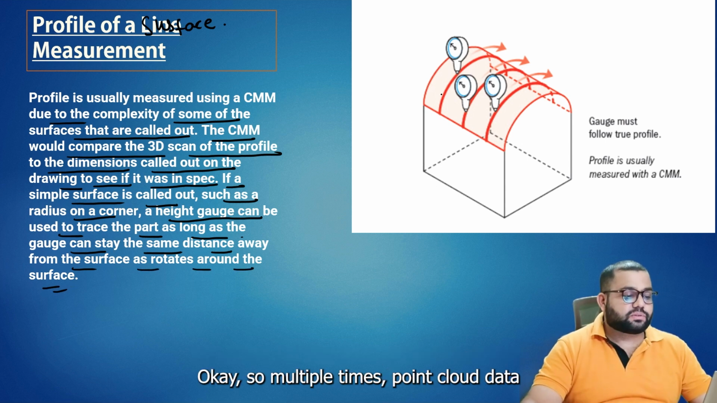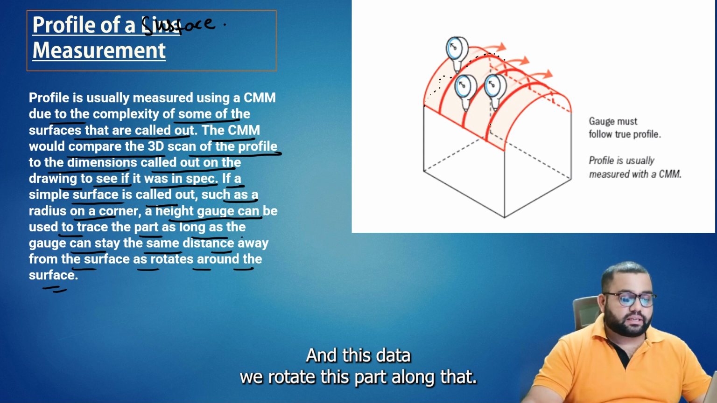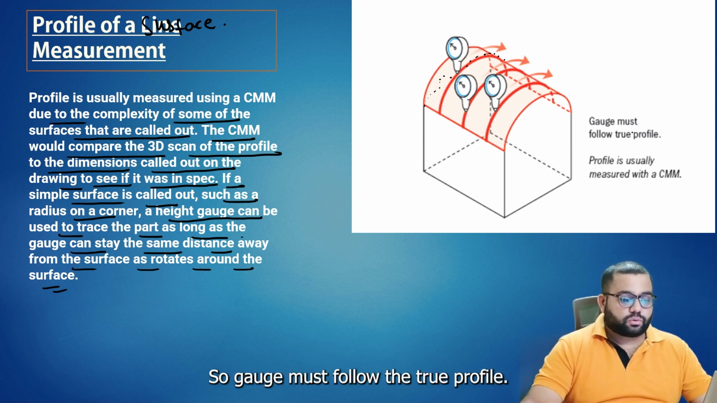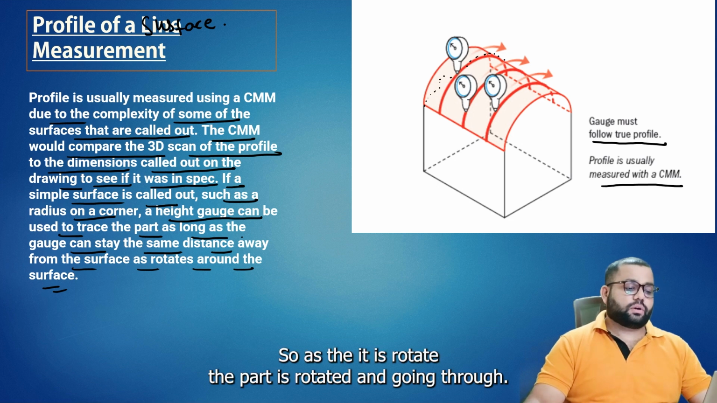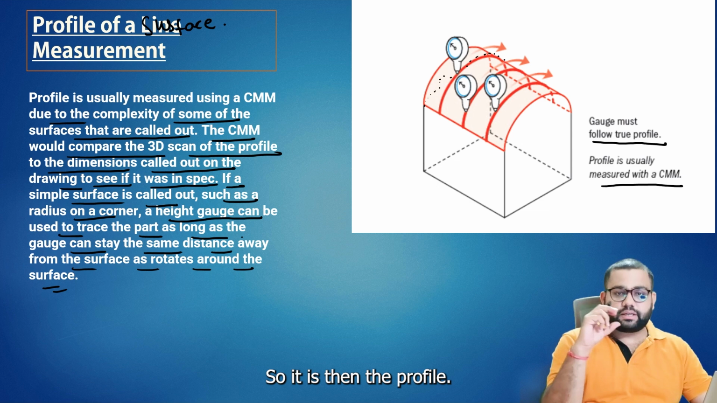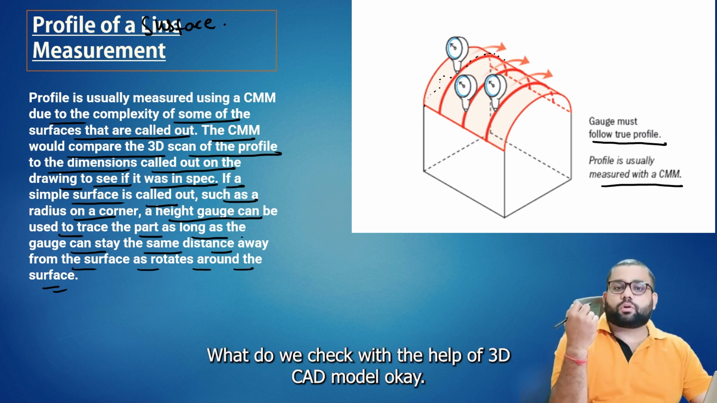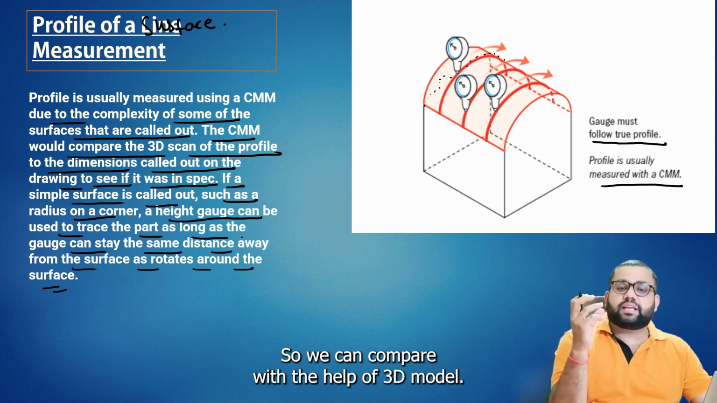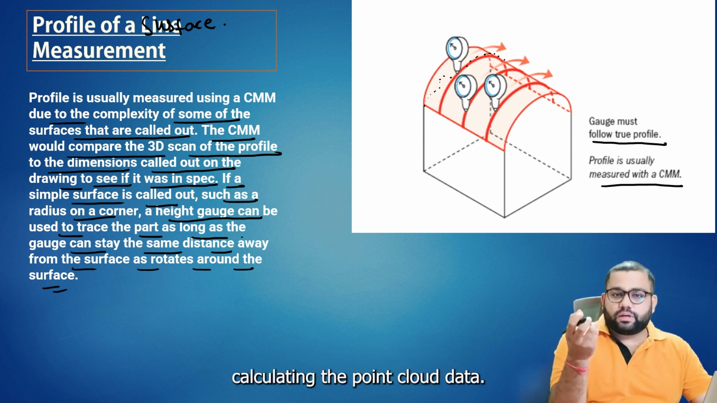Okay. So multiple times we check point cloud data on the surface. And with this data, we rotate the part along that. The gauge must follow the true profile. So profile is usually measured with the help of a CMM. As the part is rotated and moves to and fro, the profile would be checked with the help of a 3D CAD model. So we can compare with the help of the 3D CAD model. In this case also, we are calculating the point cloud data.